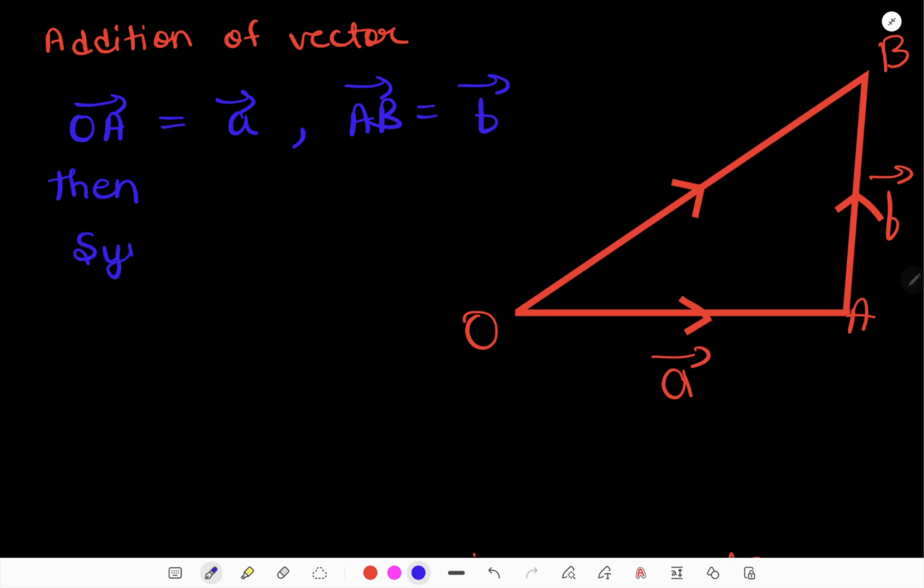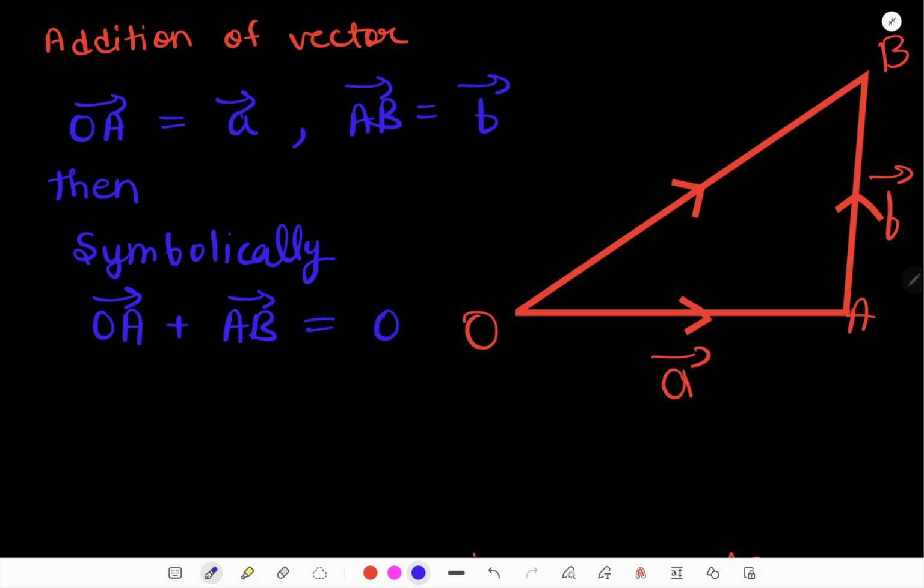Symbolically, we can represent vector A or vector OA plus vector AB equal to vector OB. Vector A plus vector B is equal to vector OB.